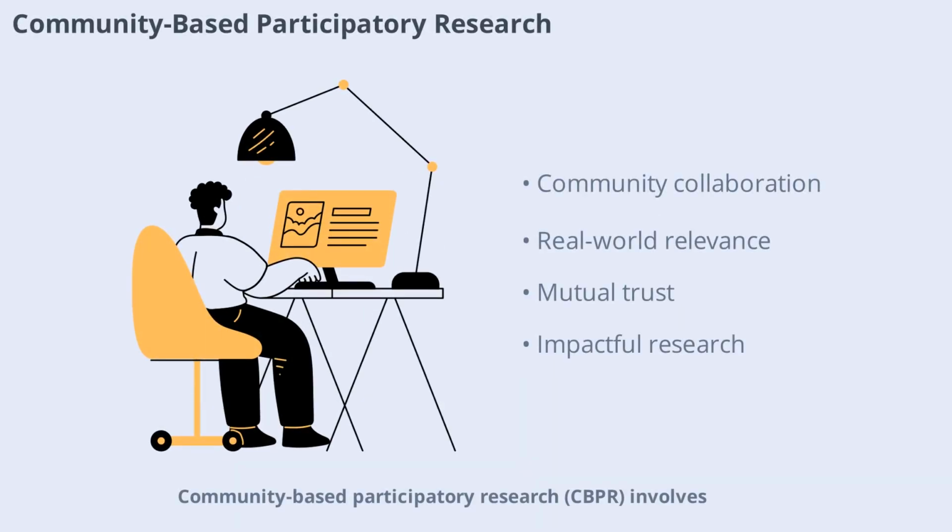Community-based participatory research, CBPR, involves collaboration between researchers and community members. In abnormal psychology, CBPR ensures that research addresses real-world needs and respects the perspectives of those affected by mental disorders. This approach can improve the relevance and impact of research, but requires strong partnerships and mutual trust.